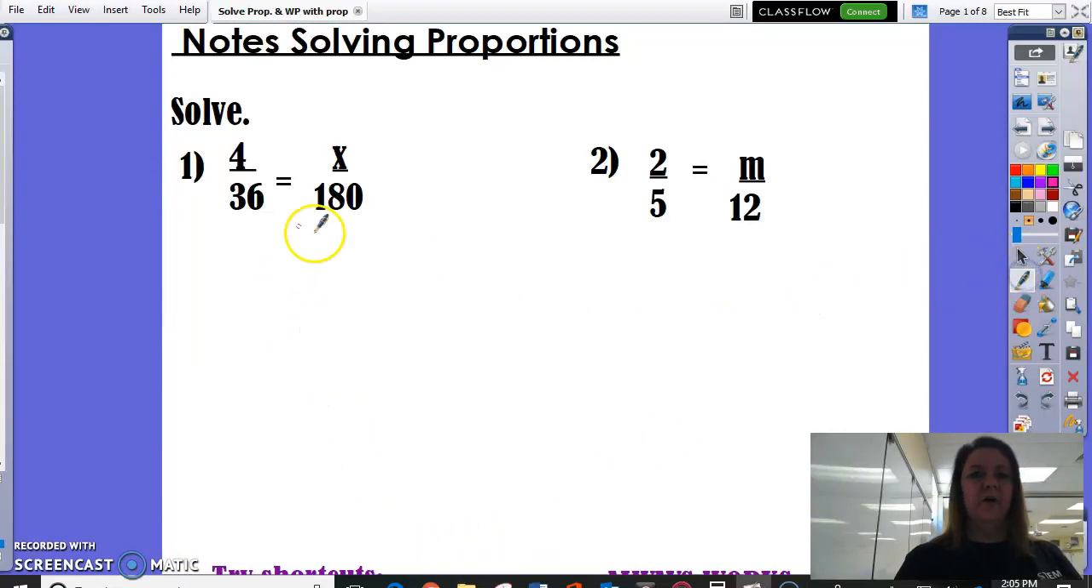Hi guys, today I'm going to help you with solving proportions. So we did this in Unit 2, but now we have to revisit it because it's part of the 7th grade curriculum, and they are Unit 3.